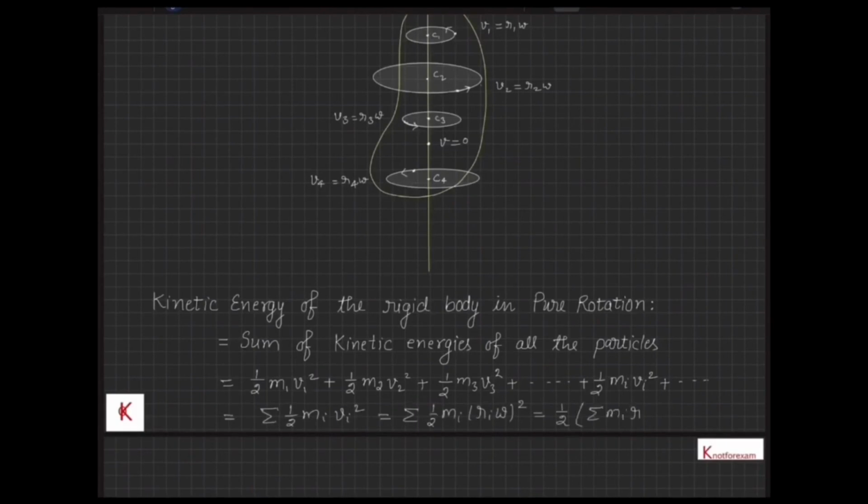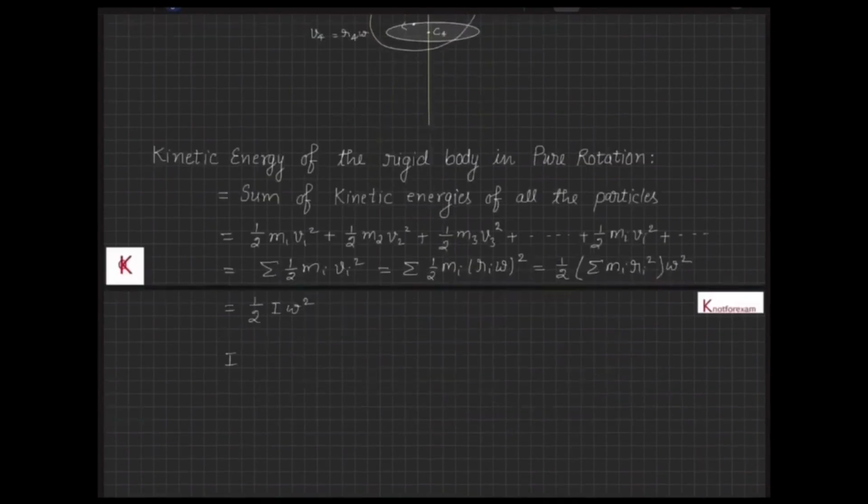So, the total kinetic energy comes out to be half of sigma mi ri square into omega square, and this term sigma mi ri square depends on the mass distribution with respect to the axis of rotation, and it is called moment of inertia, or inertia for rotational motion.